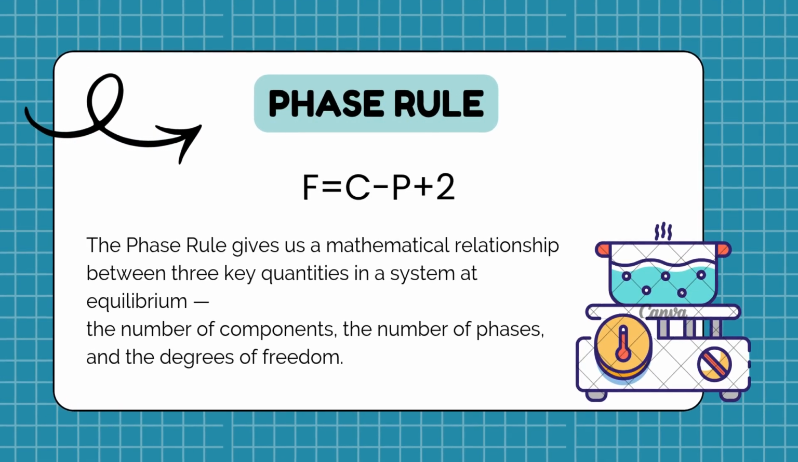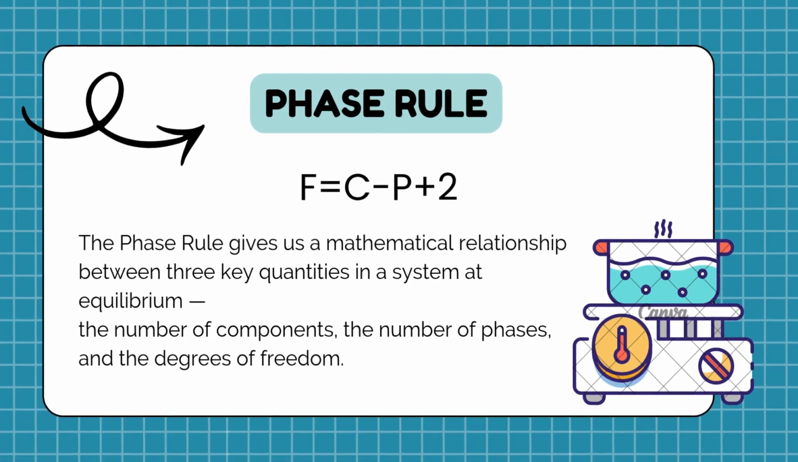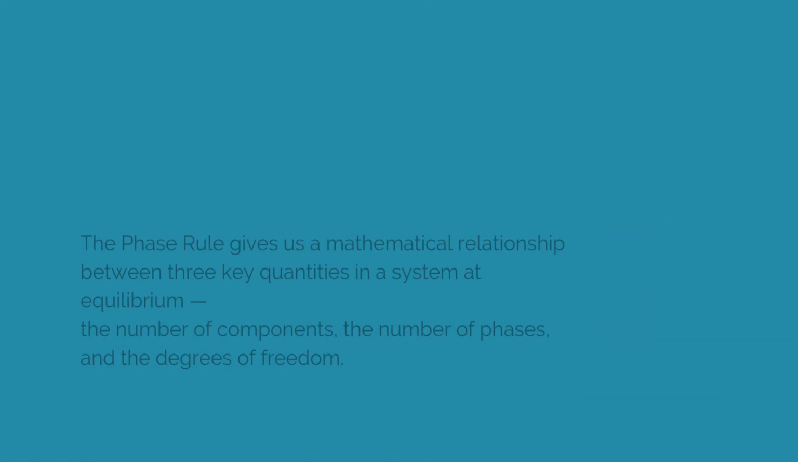So, what is phase rule? The phase rule is a thermodynamic principle that describes the relationship between the number of phases, components, and degrees of freedom in a system at equilibrium. It is given by the equation F = C - P + 2. Here, F is the degree of freedom, C is the number of components, and P is the number of phases. This equation helps us determine the number of independent variables like temperature and pressure that must be specified to completely define the state of a system.